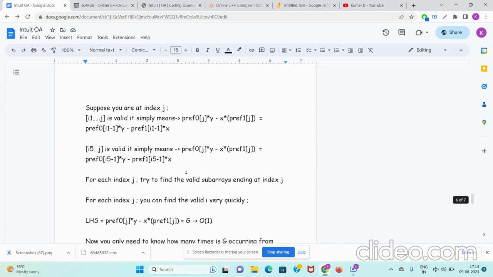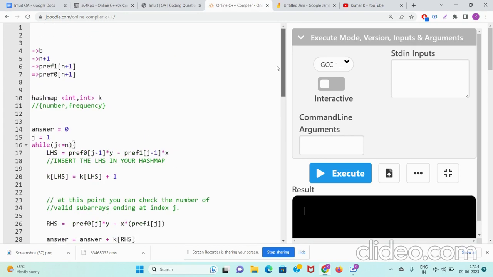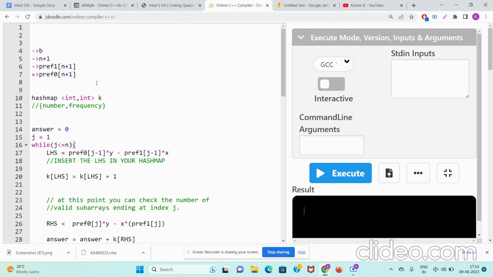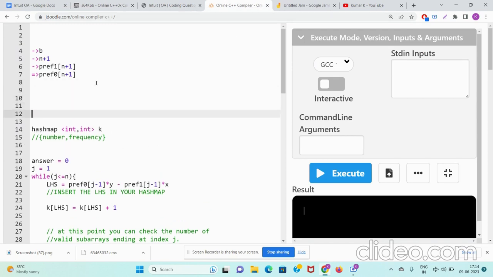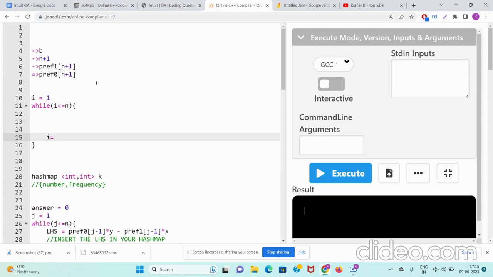Okay guys, now there is one more thing I did not do. We can calculate the prefix 1 and prefix j. That is also very simple. If you want to calculate, you can just run a loop, i equal to 1 while i less than or equal to n, i plus plus.